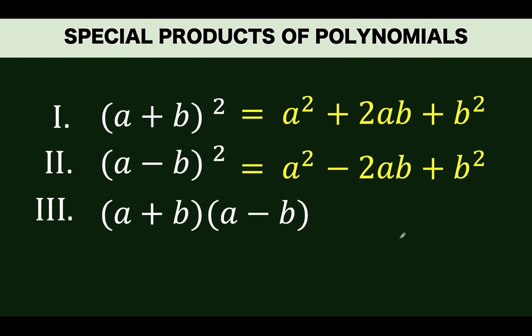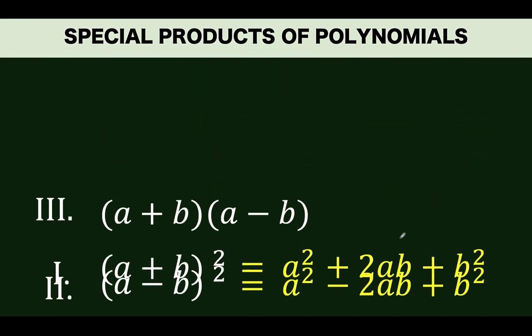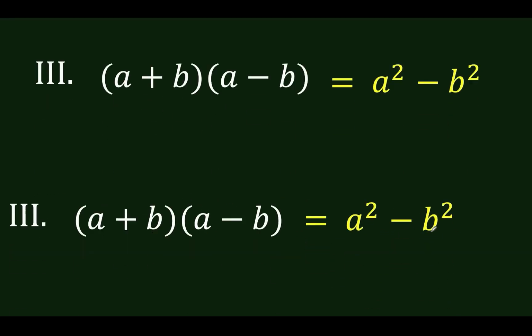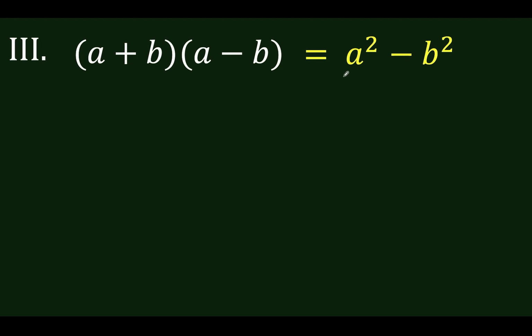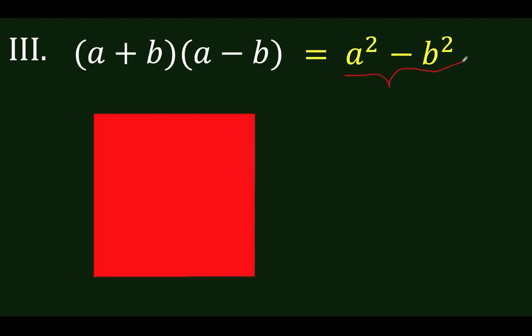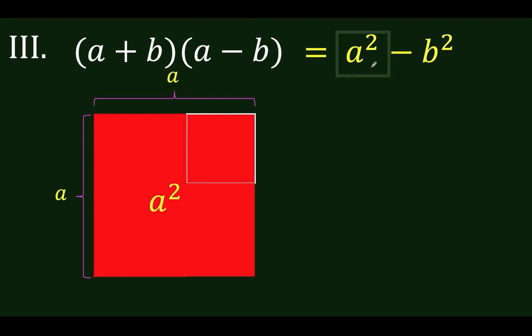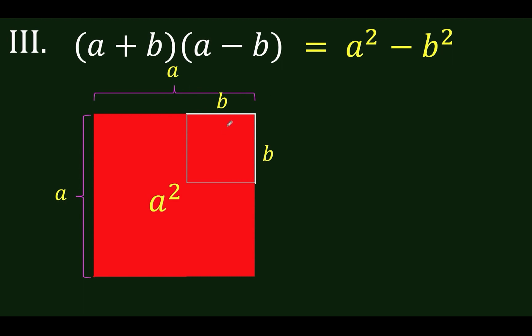Now let's proceed to the third case, the product of the sum and difference of two numbers. And this is equal to A squared minus B squared. Now to visualize this, it's easier that we start our visualization with this right side. So we know A squared is a square with a side length of A. So this red square is our A squared. Now B squared would be a square with a side length of B. So this part here is B squared. Now what we want to do is remove this B squared from A squared. So we are going to subtract.